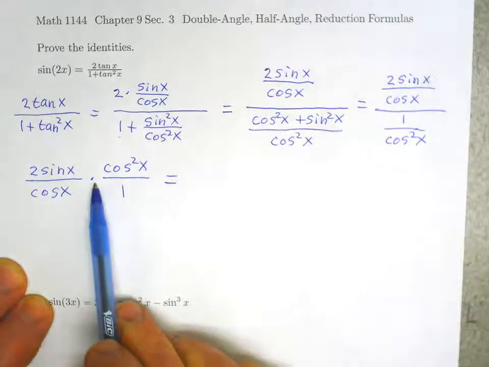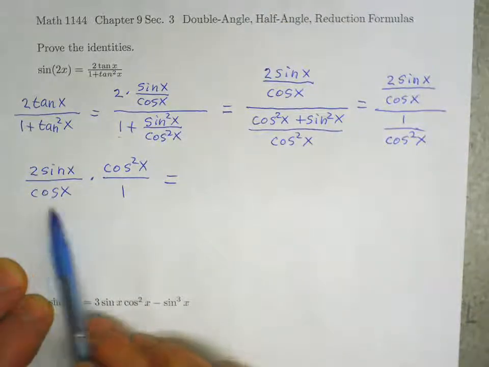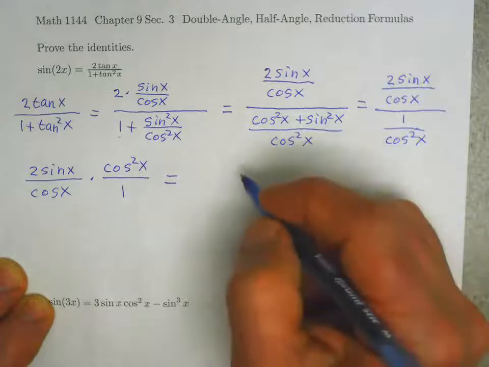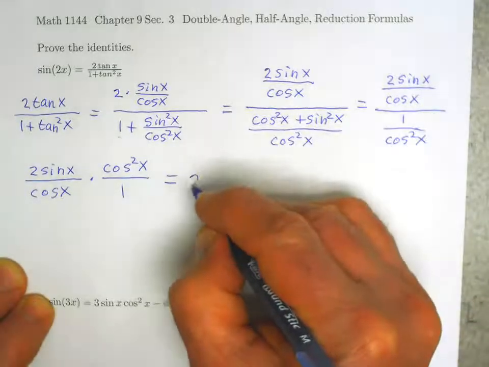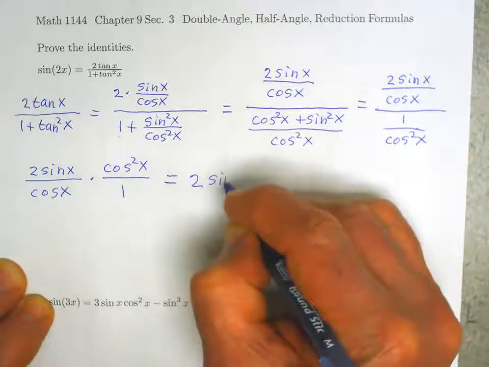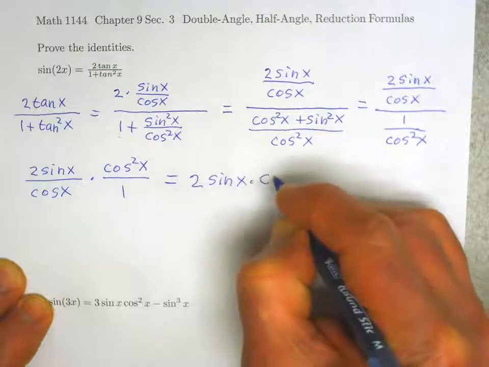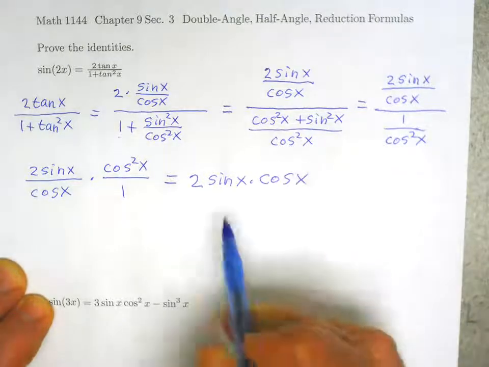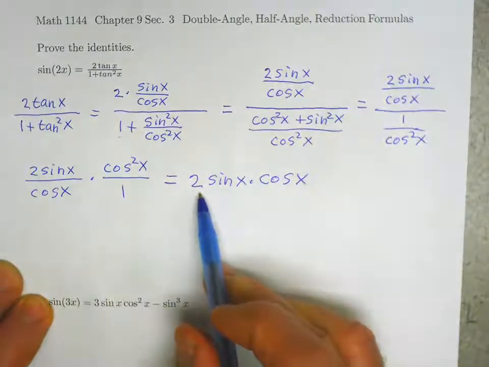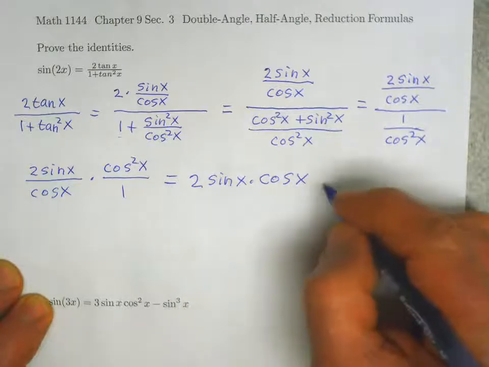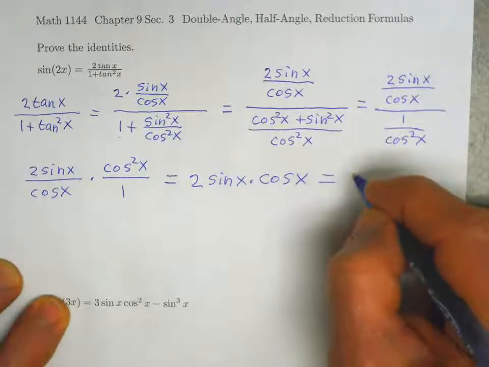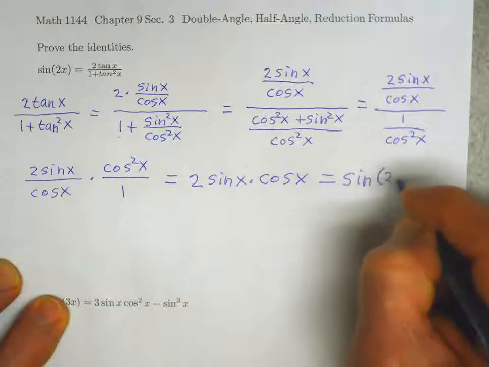And in this product, one factor of cosine is going to cancel from each. So we're going to get 2 times sine of x times cosine of x. And what do you know? 2 times sine of x times cosine of x, that's the identity for sine of 2x.